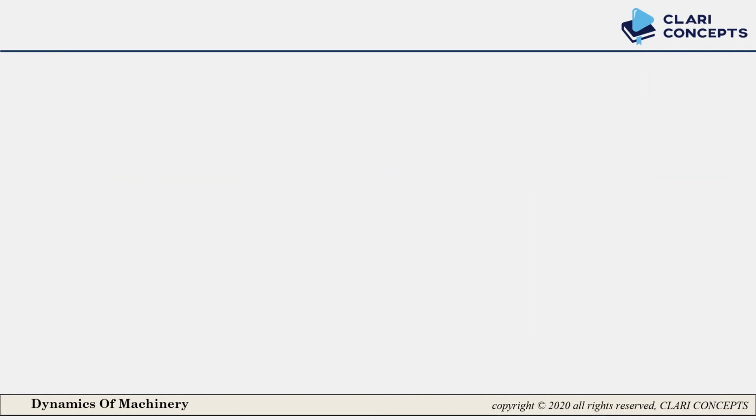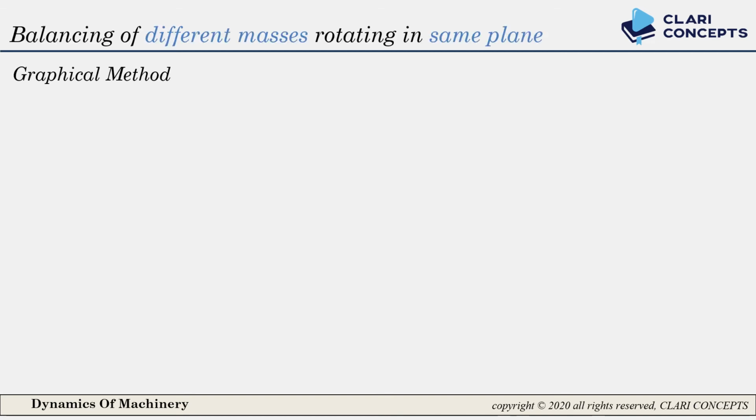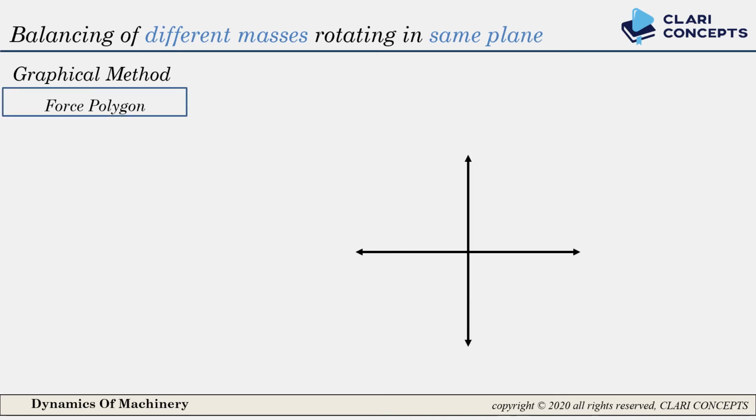First we solve this by the graphical method. In the first row, the force polygon: mass m1 in the system produces an unbalanced centrifugal force m1 r1 omega square. But omega square is a common term in all the masses' forces, so remove it, so the force will be only m1 r1 for mass m1.